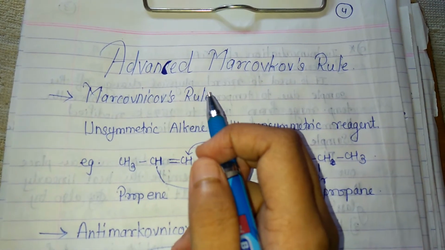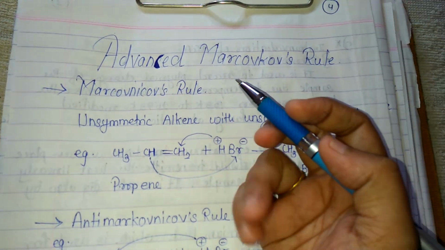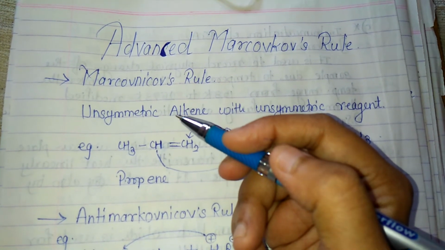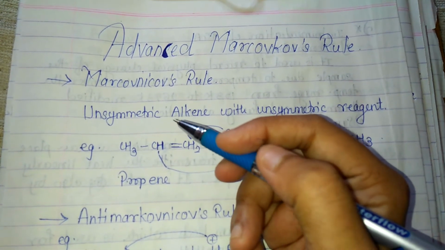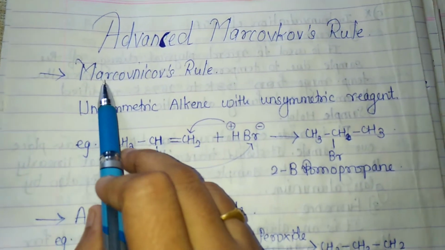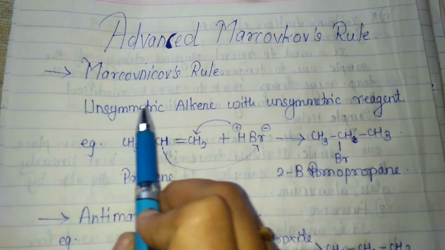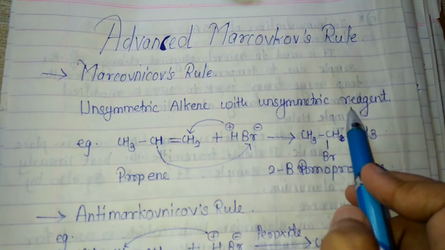Everyone knows what Markovnikov's rule is and what anti-Markovnikov's rule is, but most of the students get confused in advanced Markovnikov's rule. What is it actually? See, generally, what is Markovnikov's rule? The condition for this rule is an unsymmetric alkene with an unsymmetric reagent.